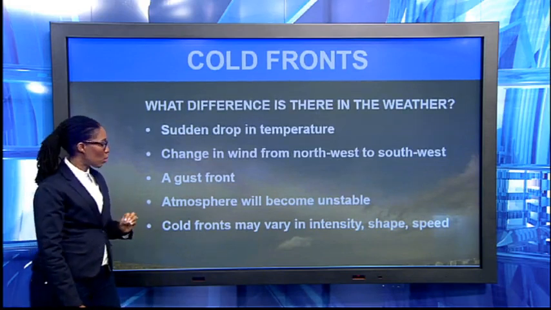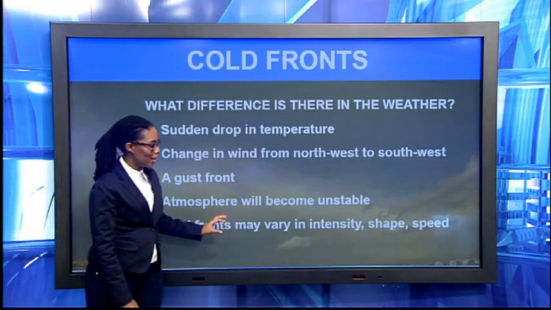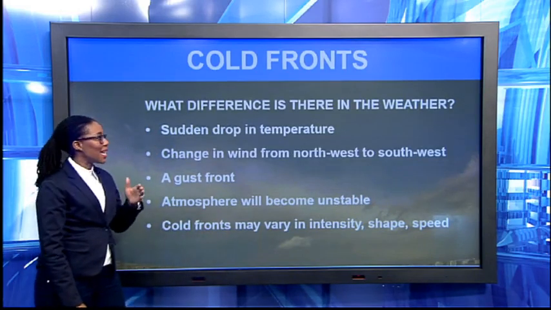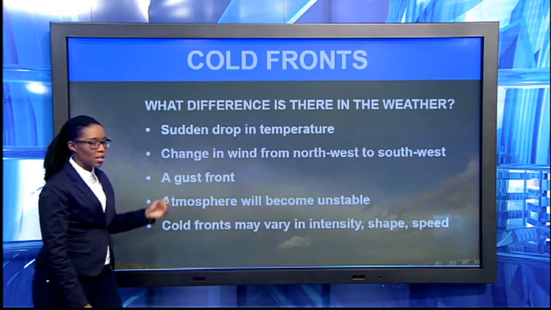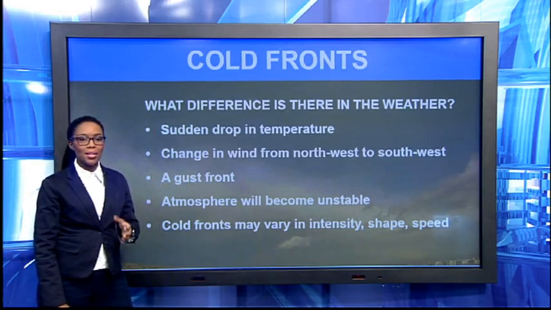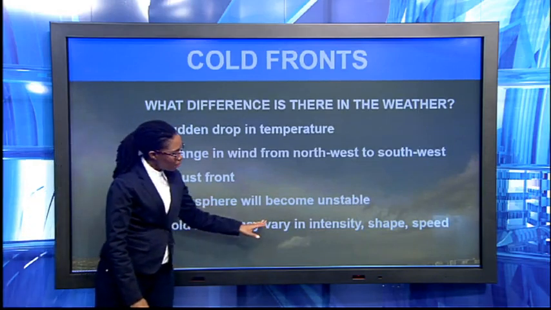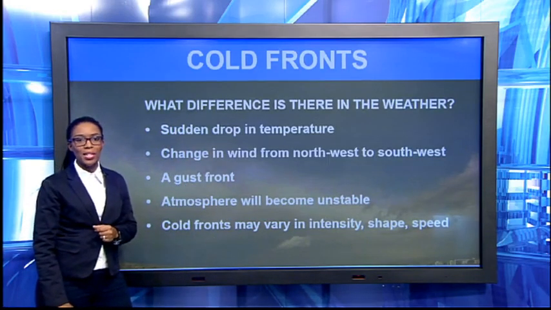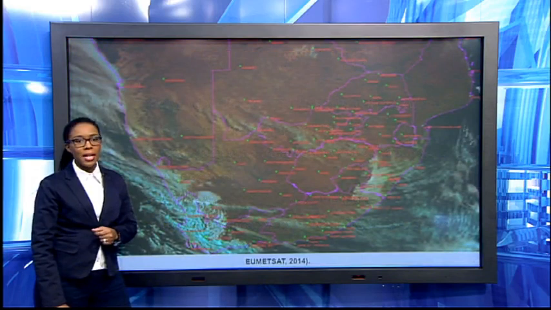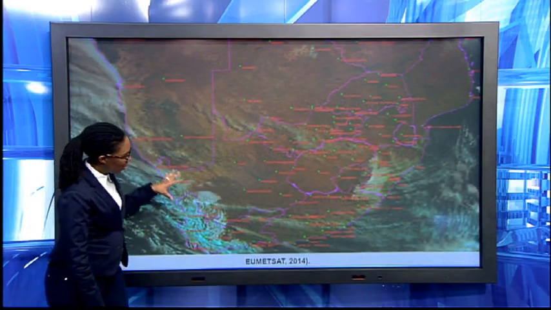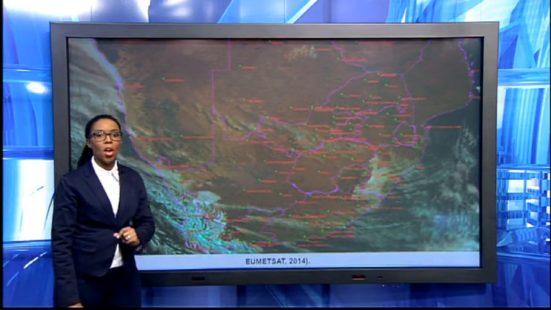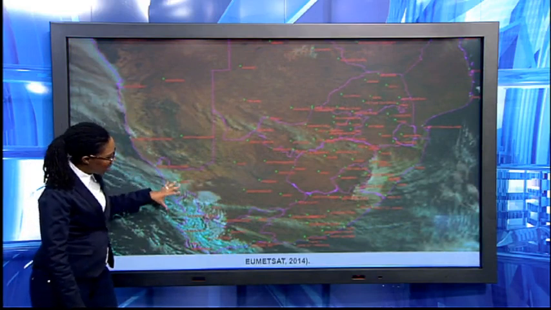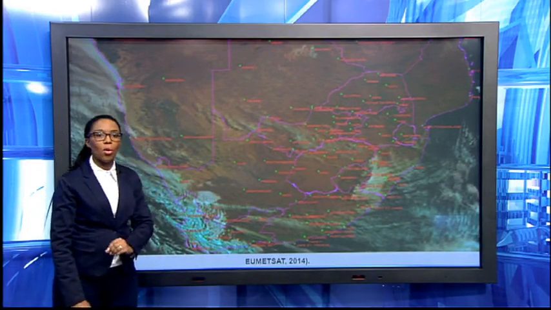But it is also very important to note that not all cold fronts are the same, and it doesn't necessarily mean that all these things will actually happen at once. That is because cold fronts may vary in intensity, the shape of the cold front, and also the speed of propagation. Now looking at this, it was a cold front that occurred over the southwestern parts of the country, and that is the tail that you'd usually notice with a cold front.